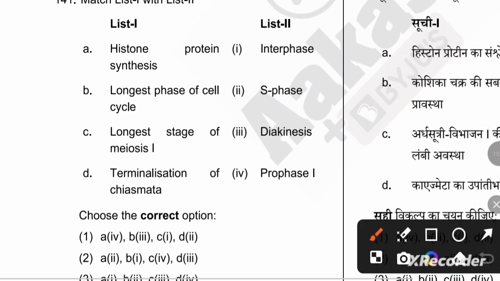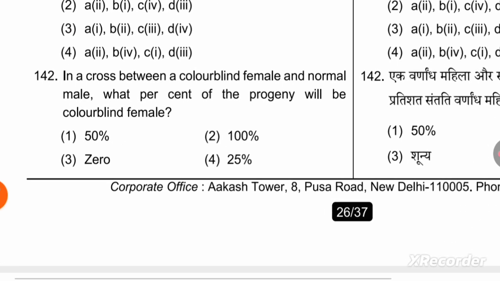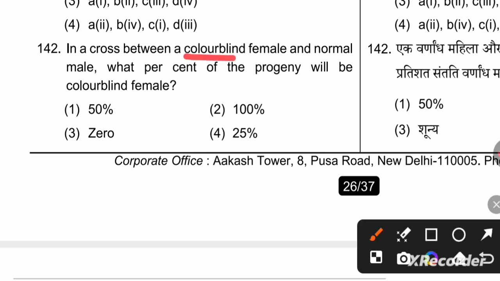Histones are produced during S phase because they are proteins. The longest phase of the cell cycle is interphase. The longest stage of meiosis 1 is prophase 1, and terminalization of chiasmata occurs in diakinesis. So statement 2 is the right one for this question. Let us move to the next question. 142nd question. In a cross between a colorblind female and a normal male, what percentage of progeny will be colorblind females? As colorblindness is a sex-linked, especially X-linked, disorder, the progeny with colorblind females will be 0 in this case. 0.